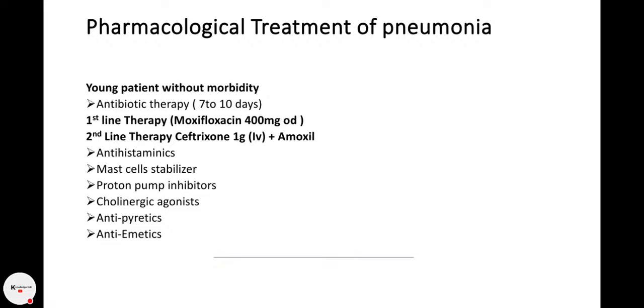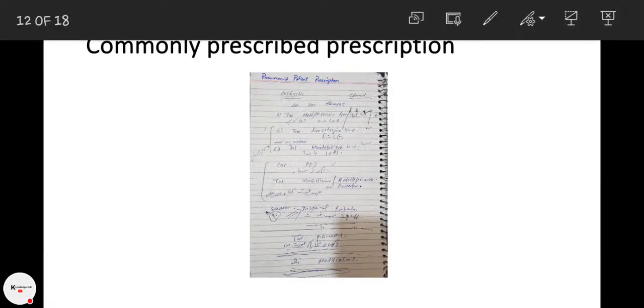Now let's move toward the prescription for pneumonia. Firstly, it's a commonly prescribed prescription for a pneumonia patient. We can see all the drugs we have discussed earlier are mentioned here. These include the antimicrobial therapy along with the symptomatic treatment.